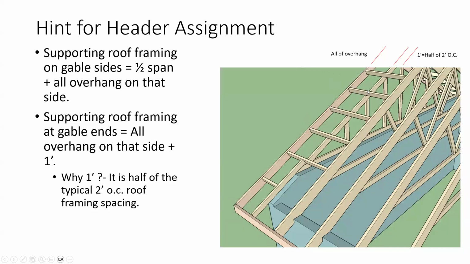So all of that overhang load, if that's 1 foot or 2 foot, all that overhang on the gable end comes down into my wall header. And then typically roofs are done at 2 foot on center, so worst case is going to be 1 foot coming down into that outside wall. Because if you look at this, all this 2x4 load and the overhangs are coming into the outside wall, and then half of this 2 foot on center spacing is coming into the outside wall. So keep that in mind when we go ahead and size our gable end trusses.